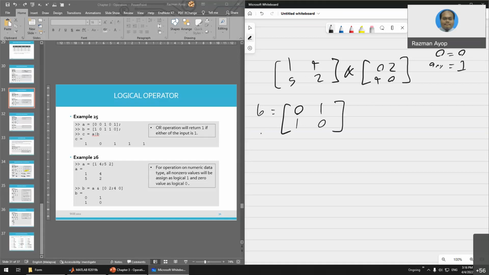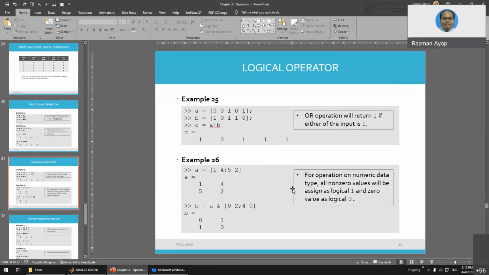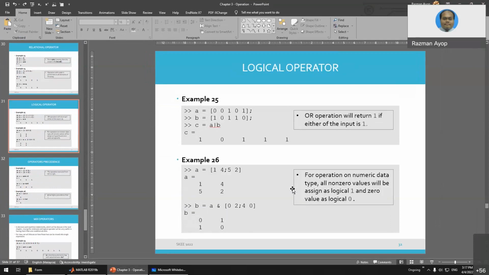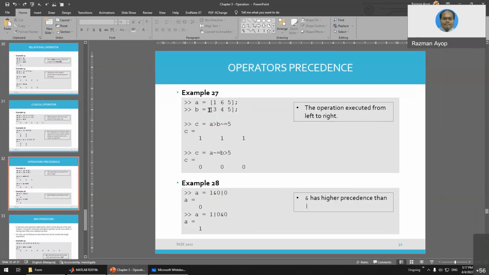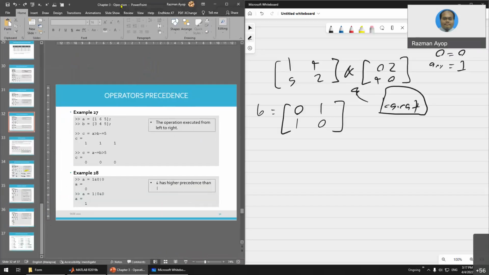And remember, the output of this is always logical. You cannot have a number other than 0 and 1. When you do the logical operation, Boolean operation, the output is always logical. But if you combine multiple operations, that one I will show you later. So make sure you understand this first. Okay, now we move on to the next example here.